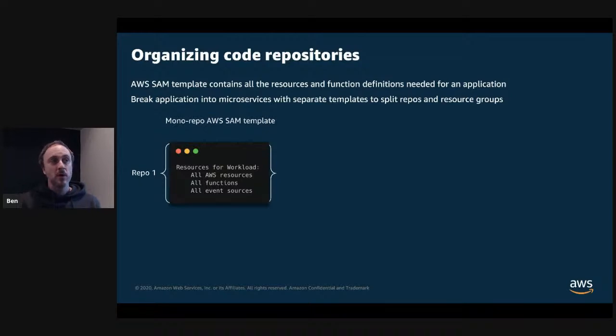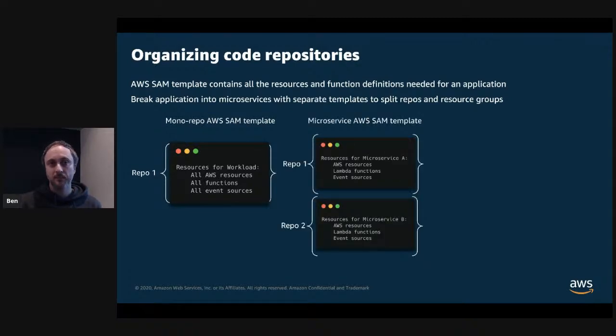And you should use a framework such as AWS SAM, Serverless Application Model, or maybe the Serverless Framework to help organize your code repositories. And there are a few different ways you can do that. So the first template here is using a monorepo approach, which might look like this, where you have all the resources and all the functions, all the event sources defined within a single template.